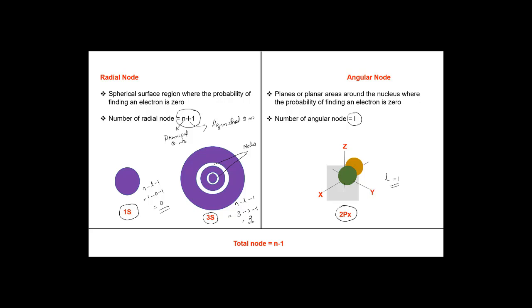The total number of nodes will be equal to the sum of radial nodes plus angular nodes. We can write it as n minus L minus 1, this is the radial node, plus L, this is the angular node. So the total will be n minus 1. So the total number of nodes is equal to n minus 1. Now let's go to question number 60. Before that, we have to understand one more thing.